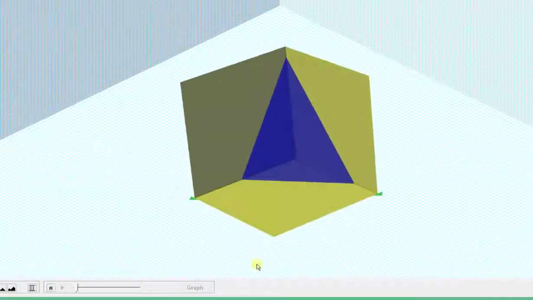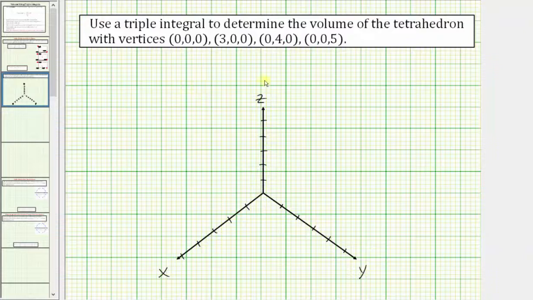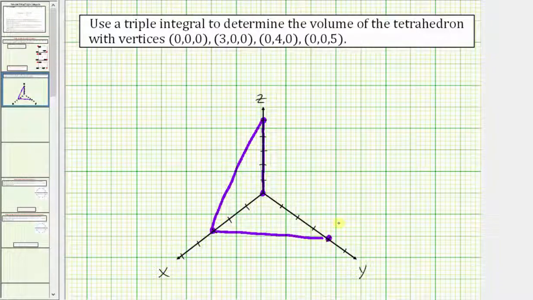Now, if we didn't have graphing software, we'd still want to graph this. So using the x, y, and z axes, we would plot these 4 points. So we have this point here at the origin. The x-intercept is (3, 0, 0) here. The y-intercept is (0, 4, 0) here. And the z-intercept is (0, 0, 5), which would be here. So this would be the tetrahedron, again, that we're trying to find the volume of.